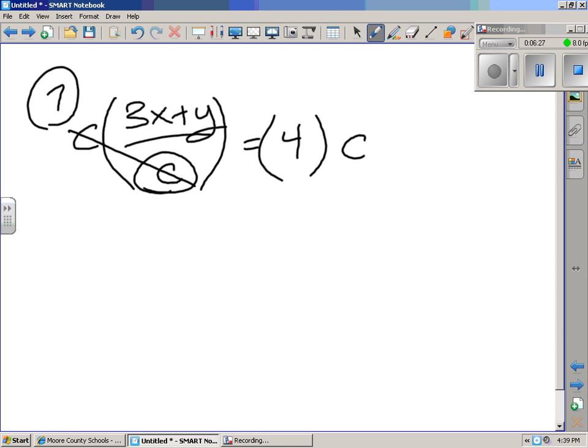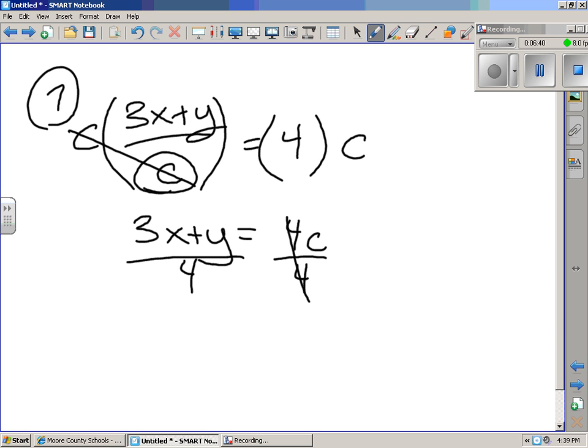C over c is equal to 1, so essentially we got rid of that denominator and we get 3x plus y on the left side. On the right side we get 4c. And then the final step is to divide each side by 4 to get c alone, and c is equal to 3x plus y over 4.